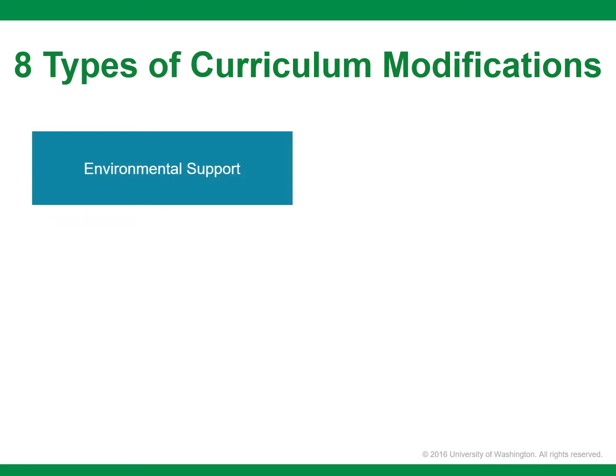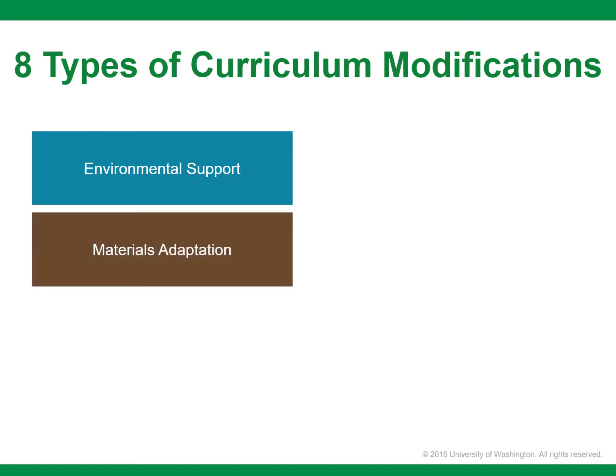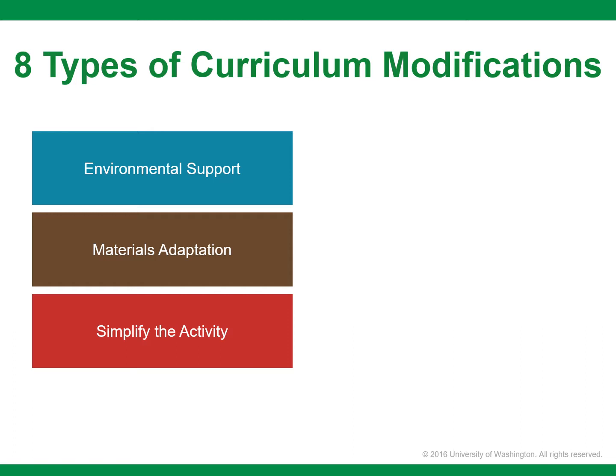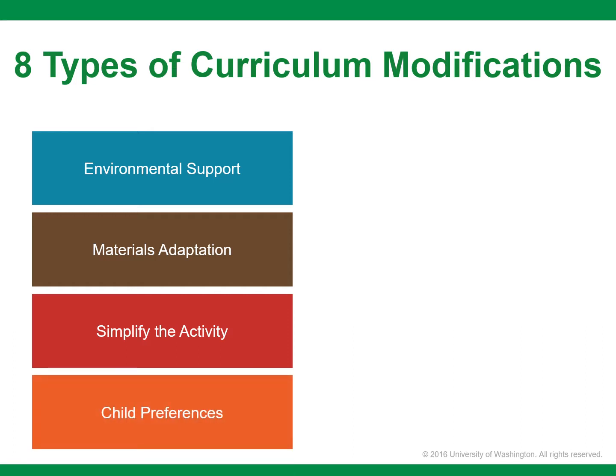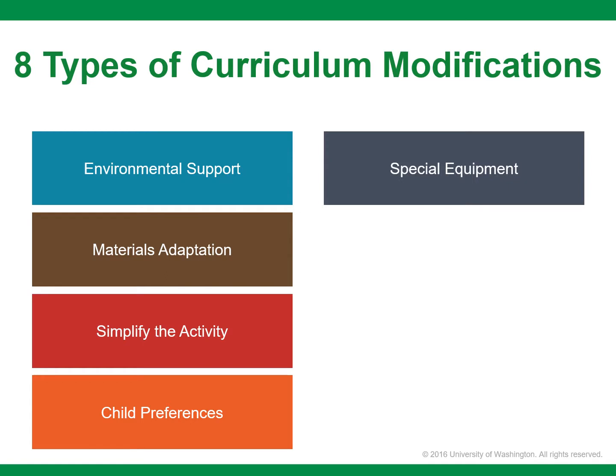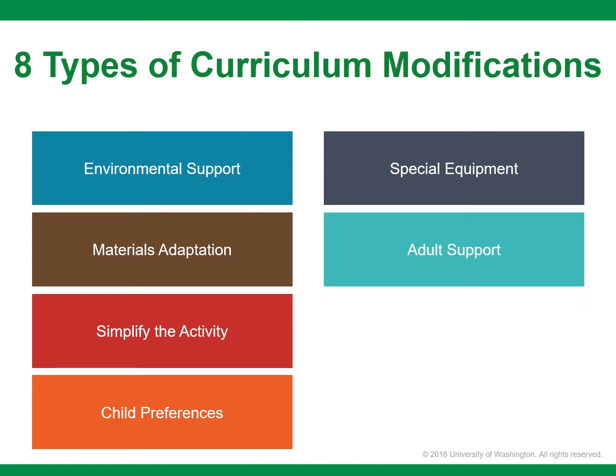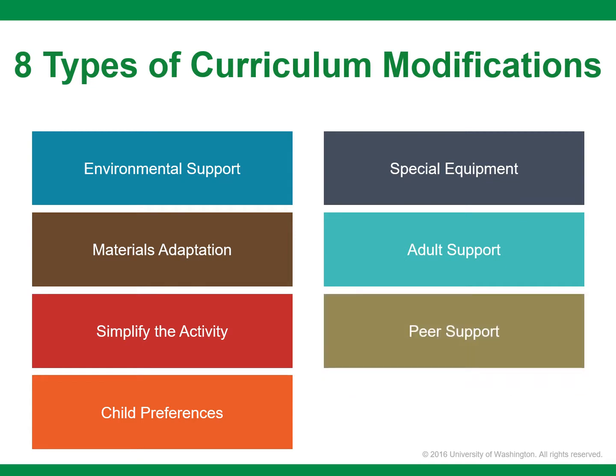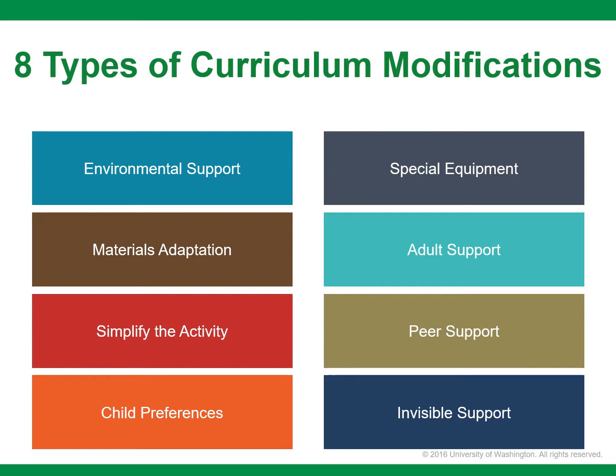So there are environmental supports that we are going to talk about, materials and adaptations, simplifying the activity, which means we're going to break it down step by step. Still going to have the same goal, we're just going to get there in incremental ways. So maybe we have 2 or 3 activities to get to that end goal. Specialized equipment may be needed. The special equipment typically is going to involve an accommodation or a modification. Adult support, peer support, and then finally invisible support. And we'll talk about each one of these within different content talks.